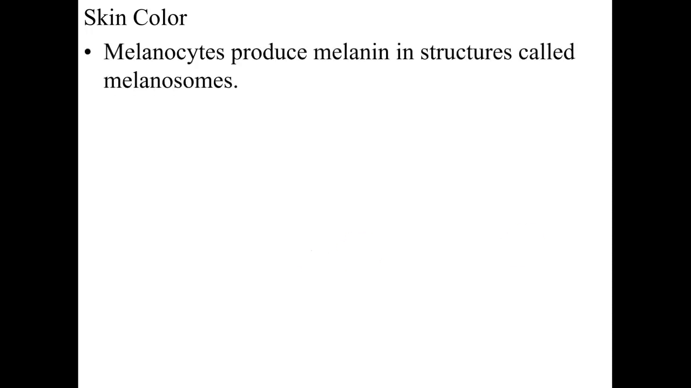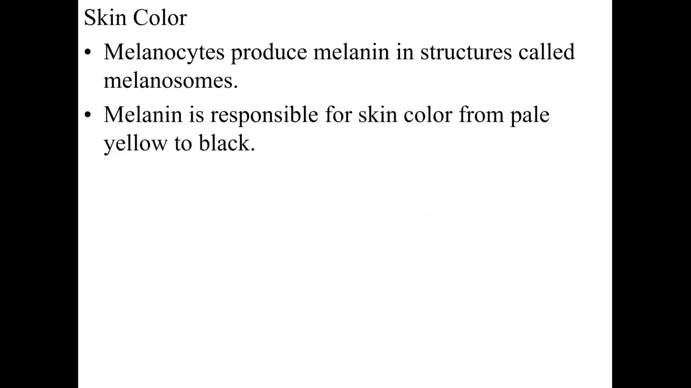So melanocytes are going to be the cells that produce melanin in structures called melanosomes. This melanin is going to give our skin its pigment, its coloring. It's responsible for skin color from a pale yellow all the way to a black color.